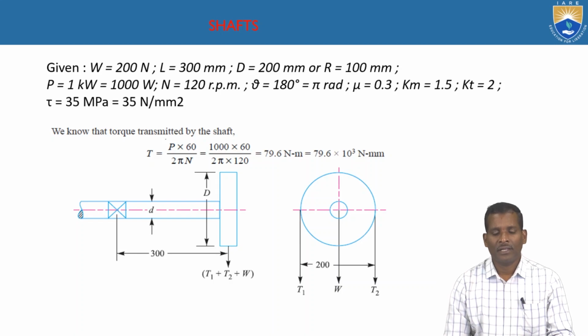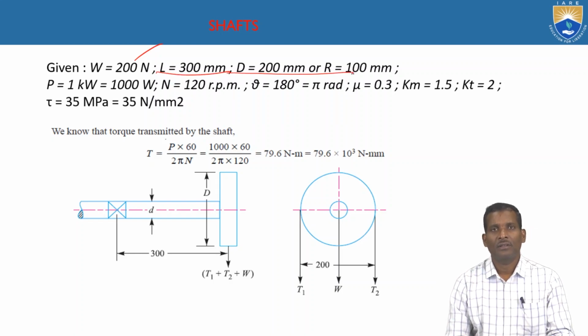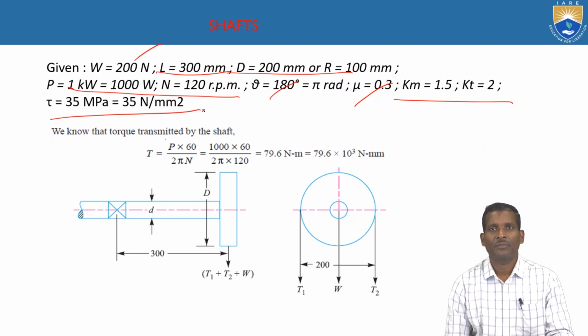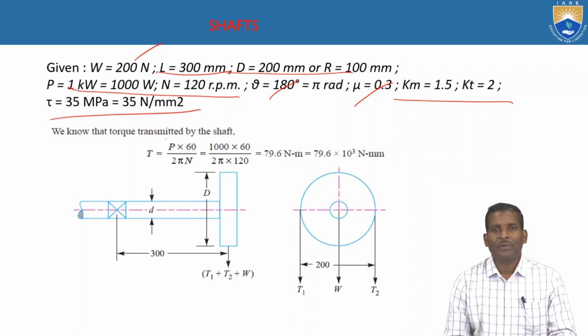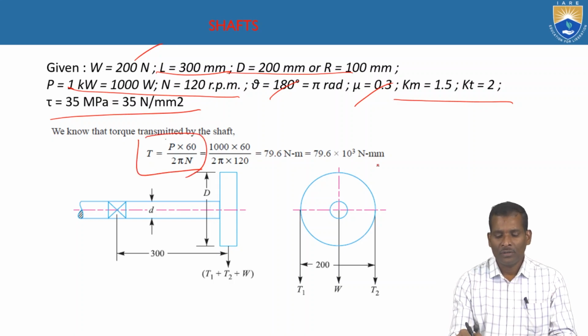First of all, given data, given W 200 newtons, L is 300 mm and diameter 200 mm and power 1 kilowatt and N is 120 rpm. So theta converted into radians. So mu, coefficient of friction, angle of contact 180 and Km and Kt, shear stress values. So torque transmitted by the shaft, already you know T is equal to 60P by 2 pi N. So find out torque. So the given diagram, draw the space diagram like this.